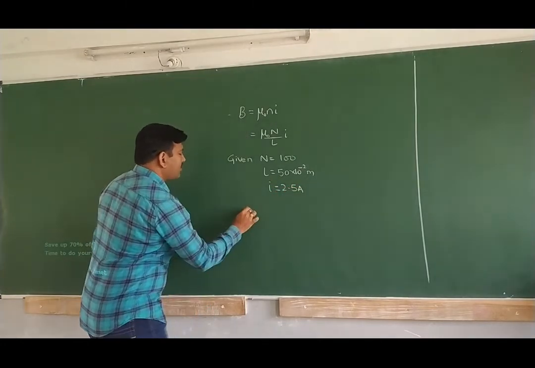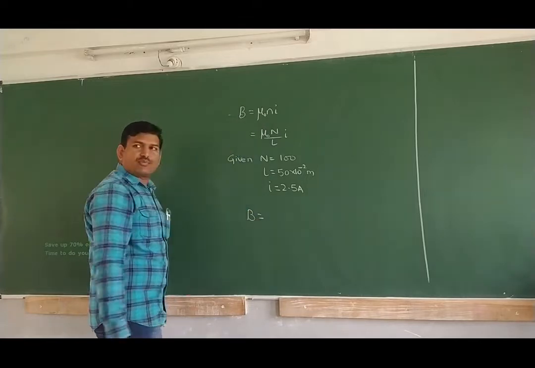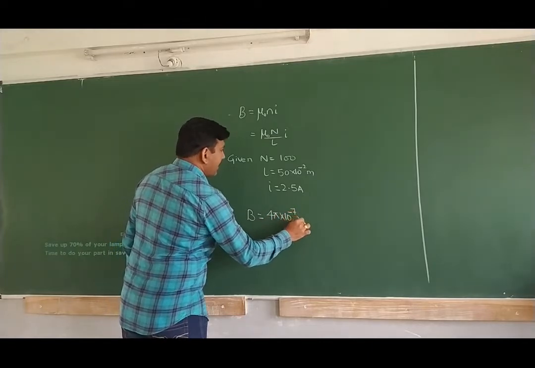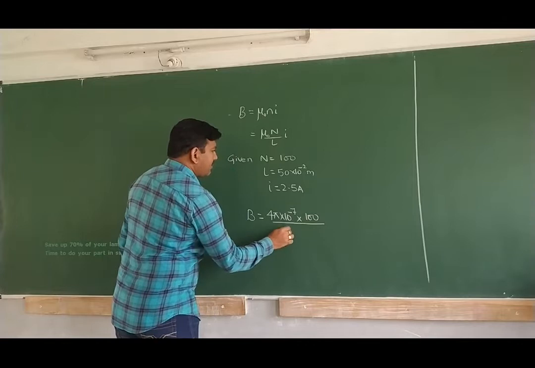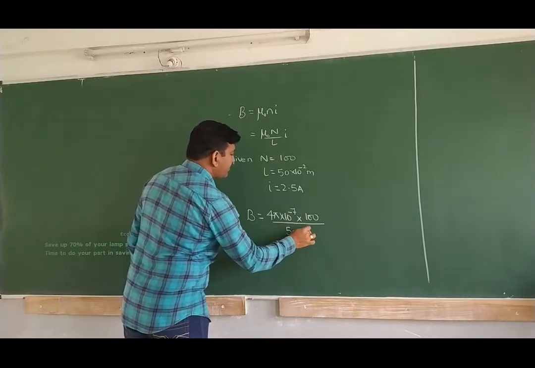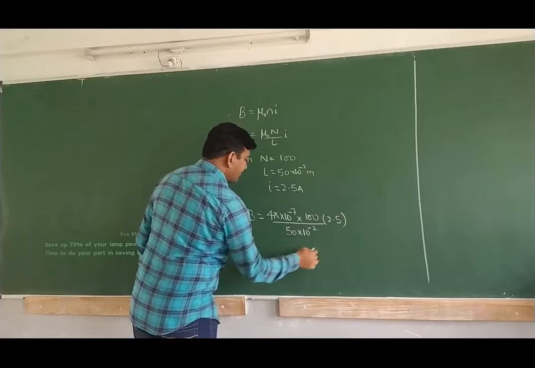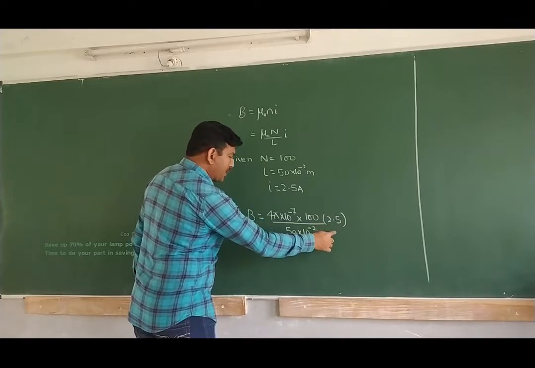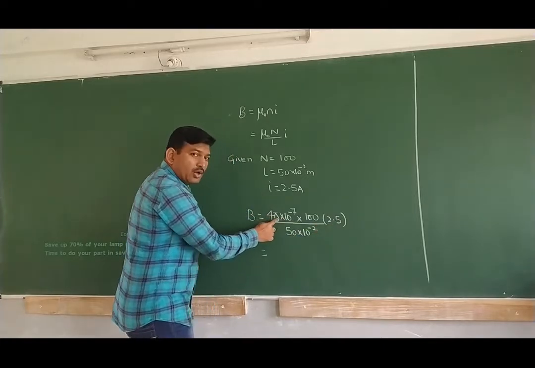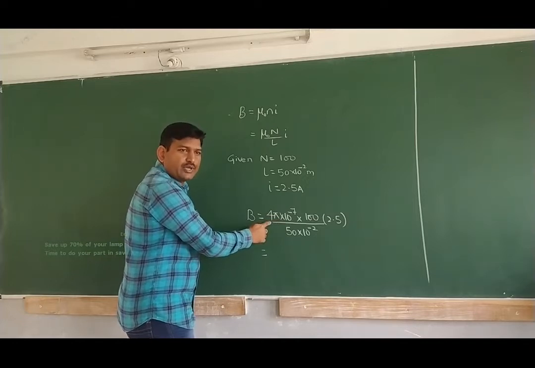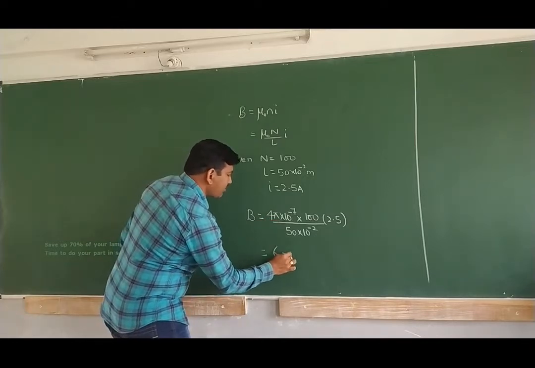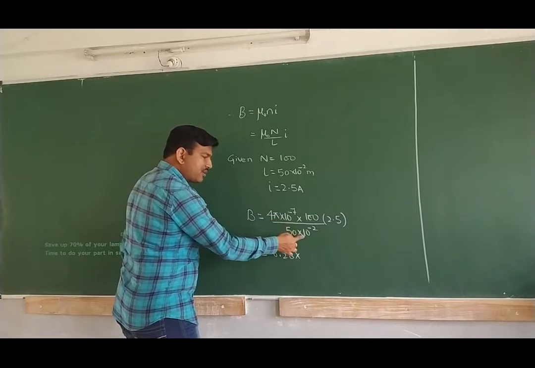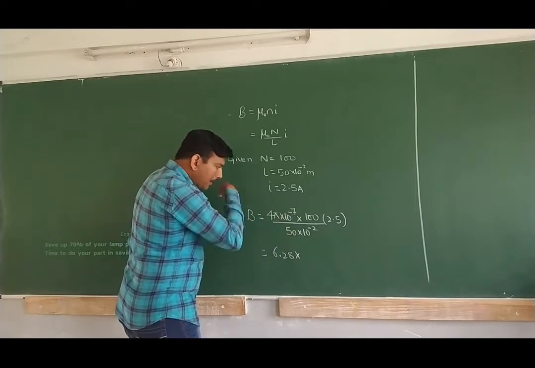Now if I substitute in this formula, B is equal to mu naught, which is 4 pi into 10 power minus 7. Capital N is given as 100 divided by 50 into 10 to the power of minus 2, and this is 2.5 we are having. If you see here, 5 goes into 2.5 0.5 times. 0.5 means 1 by 2. 2 goes here 2 times. Therefore 2 pi. 2 into pi, where pi is 3.14, is 6.28. 6.28 into 10 power minus 7 into 10 power 2 is 10 power minus 5. 10 power minus 5 by 10 power minus 2 is 10 power minus 3.